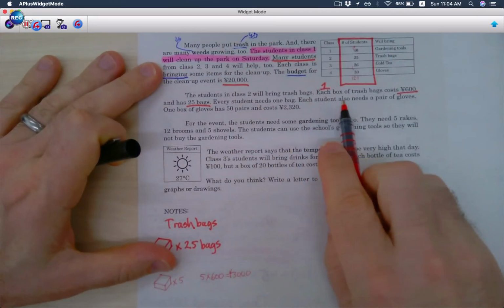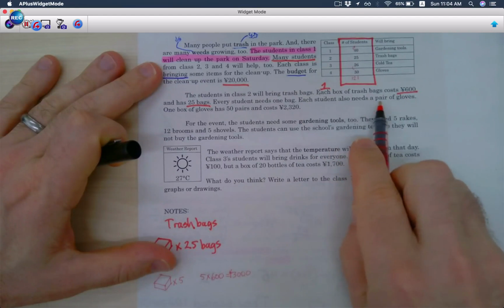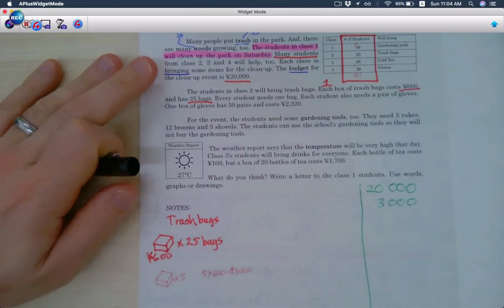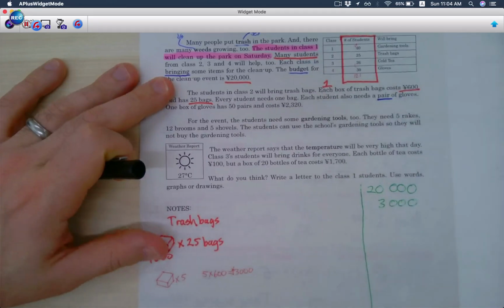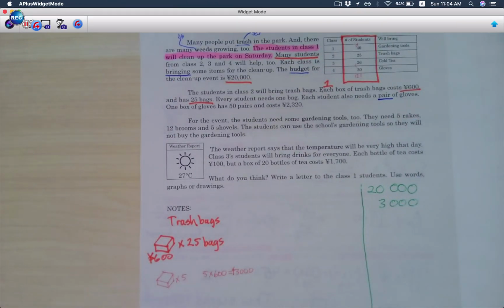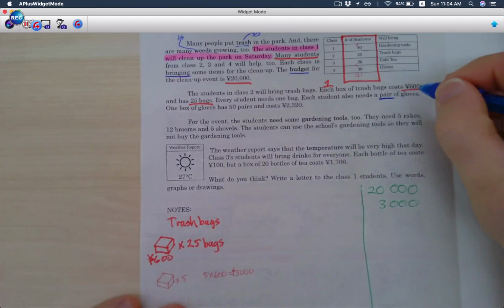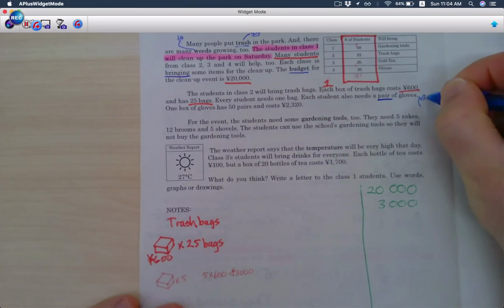Each student also needs a pair of gloves. Pair? What does pair mean? I need to check. Okay, so a pair of gloves means 2 gloves.